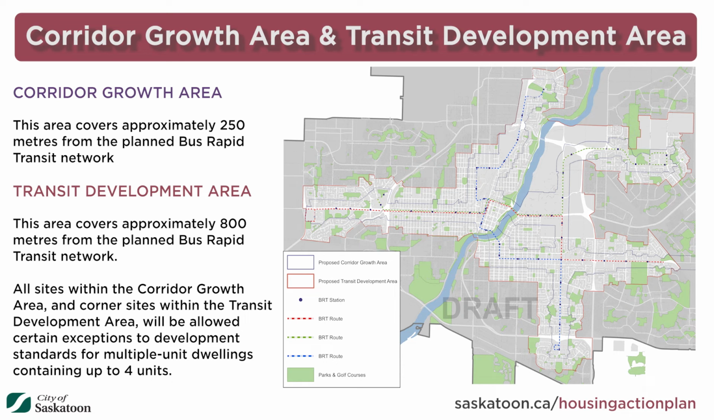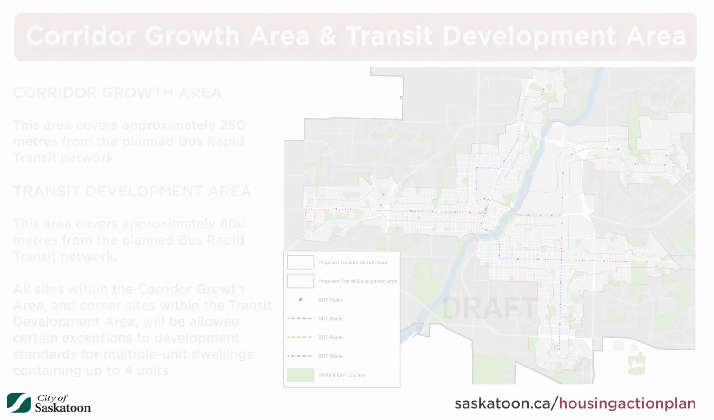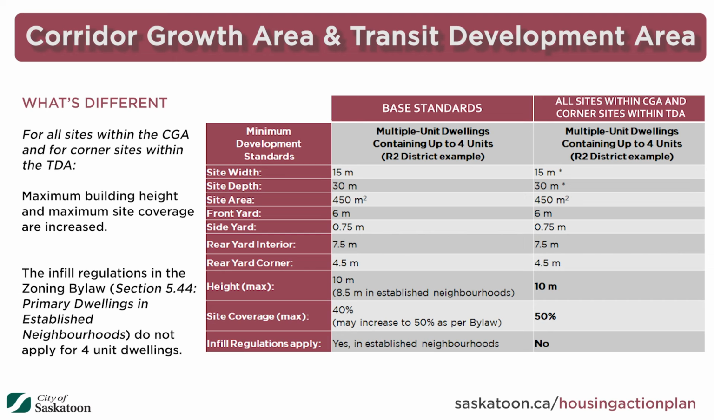The corridor growth area covers approximately 250 meters from the planned bus rapid transit network. The transit development area covers approximately 800 meters from the planned bus rapid transit network. All sites within the corridor growth area and corner sites within the transit development area will be allowed certain exceptions to development standards for multiple unit dwellings containing up to 4 units. As shown in the table, maximum building height and maximum site coverage are increased. The infill regulations in the zoning bylaw under Section 5.44 do not apply.